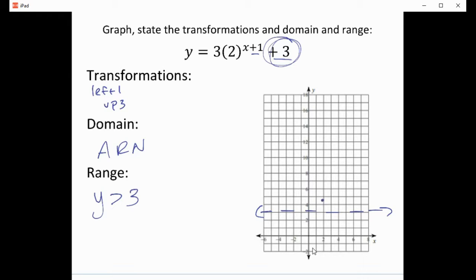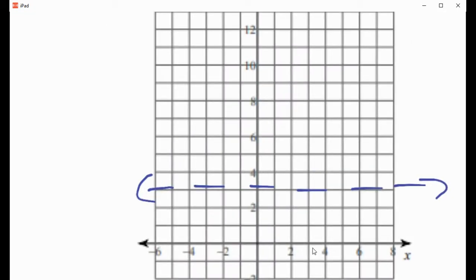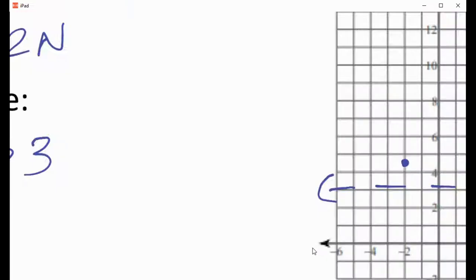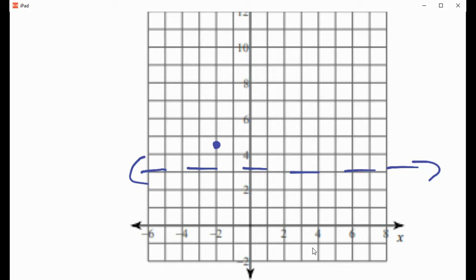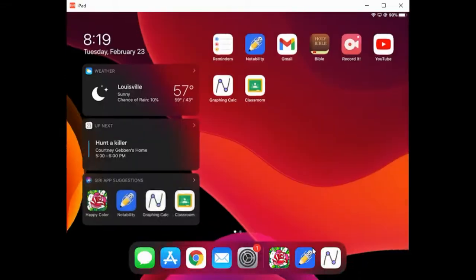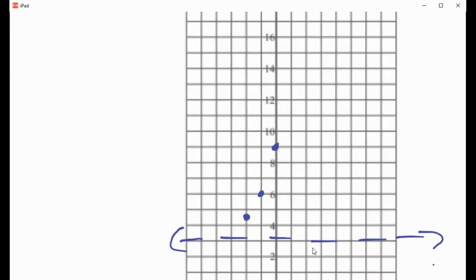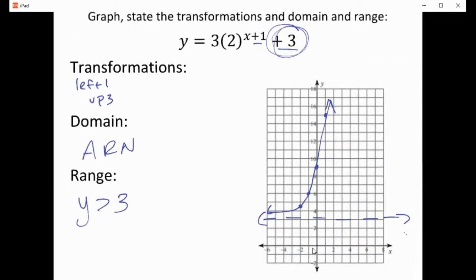-2, 4.5. Then -1, 6, 0, 9, and 1, 15. Okay, so that gives me a general shape. And remember that your graph should not cross or touch the asymptote. Ta-da!